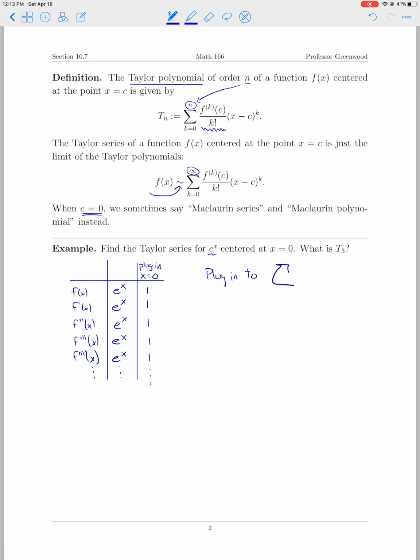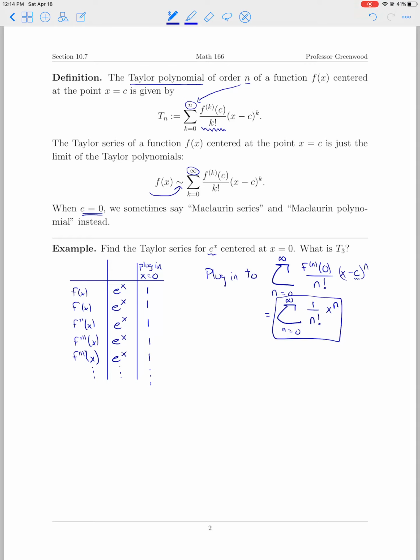And so if I plug in to this equation, the sum of f^(n) of 0 over n factorial times x minus c to the n from n equals 0 to infinity. In this case, the c here is just going to be 0, and the nth derivative at 0 is always equal to 1. And so that's 1 over n factorial times x to the n. And so at this point, this is the Taylor series for e to the x, 1 over n factorial times x to the n. And so now if we want to find the third order Taylor polynomial, then I just write out terms in this series until I have a term of degree 3.